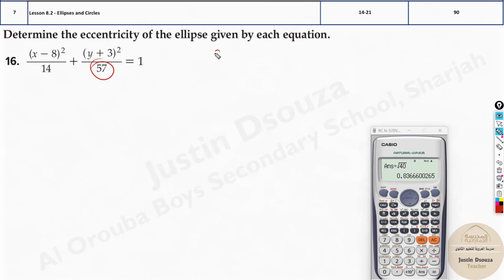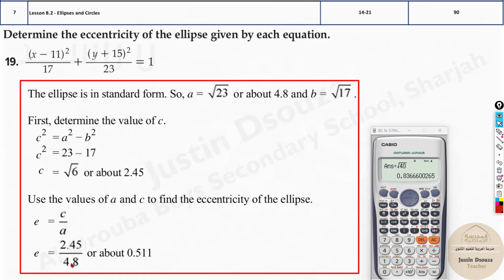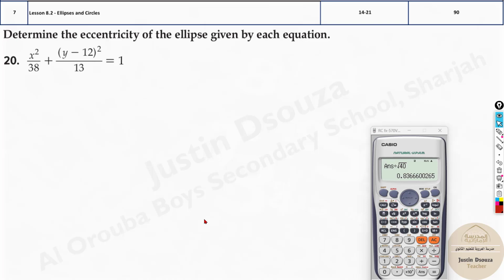Over here, a square value is 57 and b square is 14. And then the same method, that's it. So other problems are also similar. Let me just check if there's any other difficult problem. No, they are just the same. You know, all the worked out solutions are there. We'll just quickly solve this one.